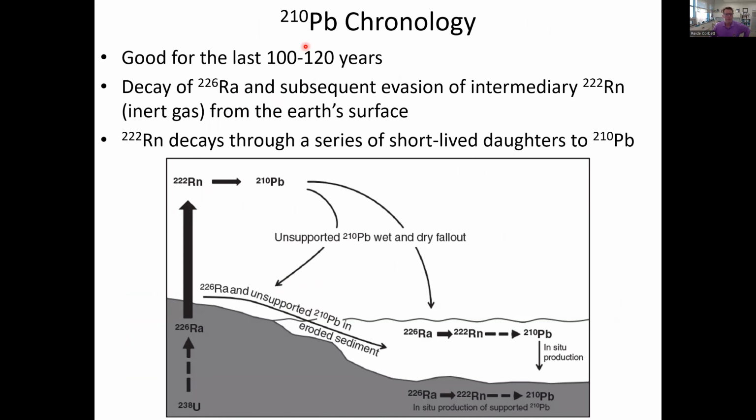When looking at geochronology from a lead-210 perspective, lead-210 is good for about 100 to 120 years before present. The principle behind it is that lead-210 is being produced through the decay of radon-222, which is a short-lived inert gas that is produced through the decay of radium-226. And radium-226 is pretty ubiquitous across this planet. And so you're constantly generating radon-222. That radon-222 in the atmosphere decays fairly quickly with a 3.8-day half-life to generate lead-210, particle reactive.